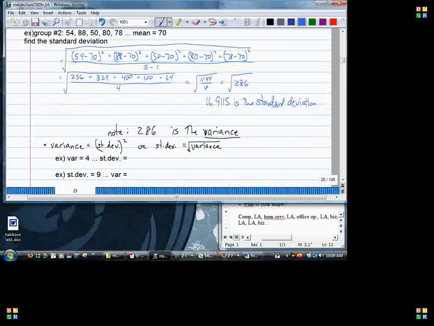So for example, if the variance is 9, what's the standard deviation? Oh, I'm sorry, I flipped it. If the variance is 4, excuse me. The variance is 4, what's the standard deviation? If the variance is 4, the standard deviation is 2. If the standard deviation is 9, what's the variance? 81. Right. I mean, again, we're going to be working with the standard deviation. You should simply be able to identify the variance.